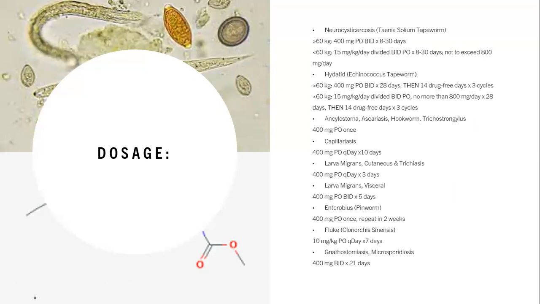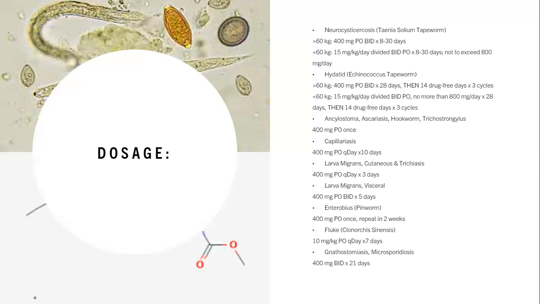Now, the dosage of albendazole. The recommendation for neurocysticercosis in patients with more than 60 kg of weight is 400 mg PO BID for 8 to 30 days; for less than 60 kg weight, 15 mg per kg per day divided BID PO for 8 to 30 days. This dose cannot exceed 800 mg per day. For hydatid disease, the recommendation is 400 mg PO BID for 28 days, then 14 days drug free, in 3 cycles for patients who weigh more than 60 kg. Patients who weigh less than 60 kg can take 15 mg per kg per day divided BID PO, no more than 800 mg per day, for 28 days, then 14 drug-free days in 3 cycles.